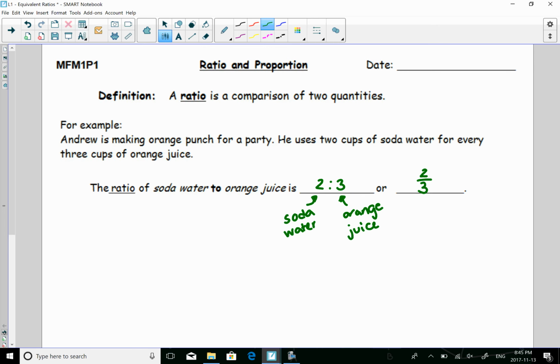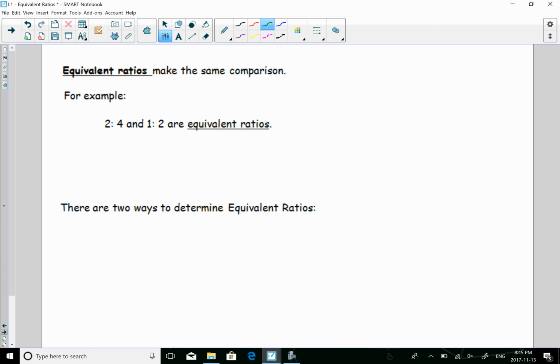So equivalent ratios make the same comparison. So sometimes you don't necessarily want just 4 cups of orange juice. You want to make half the amount. So you've got to be able to know how to use equivalent ratios. For example, 2 to 4 and 1 to 2 are equivalent ratios. You can even write it as a fraction. 2 over 4 is the same as 1 over 2.